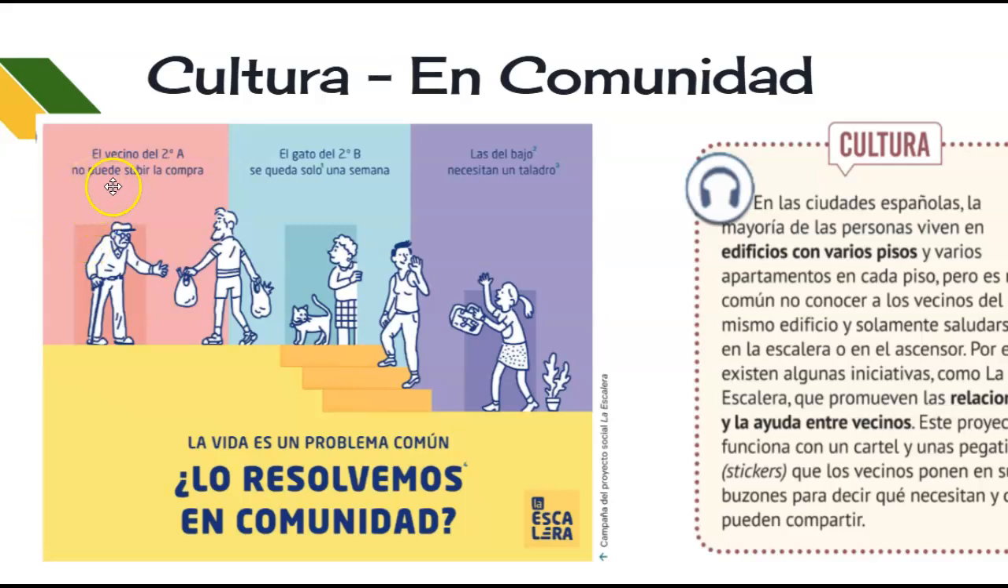So, el vecino del segundo A, on second floor, apartment A, no puede subir la compra. They can't take up their groceries. El gato del segundo B se queda solo una semana. The cat is going to be alone. And then las del bajo necesitan un taladro. The ones on the ground floor, they need a drill. So, lo resolvimos en unidad. So they're each saying what each person needs and how you can solve that problem.